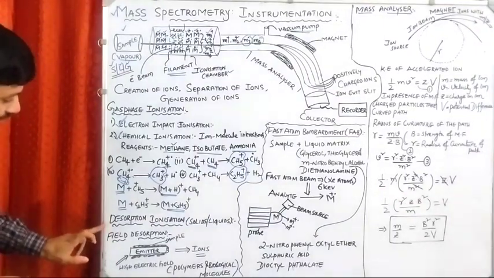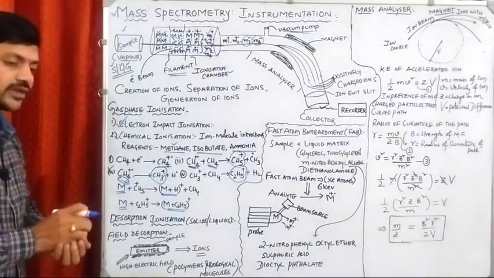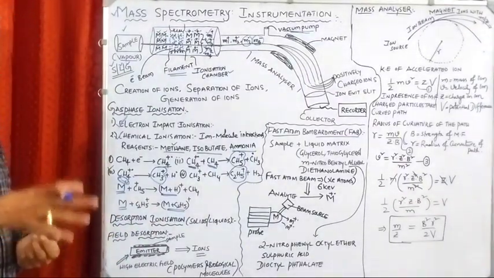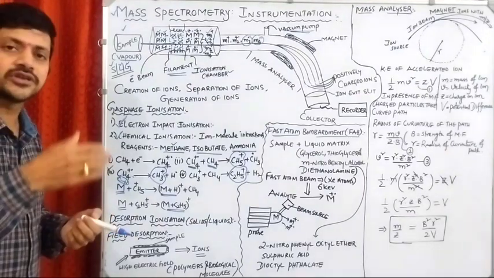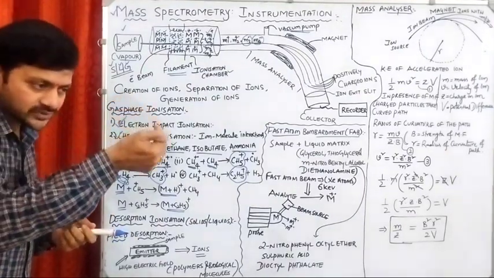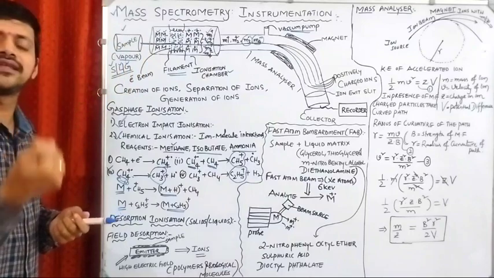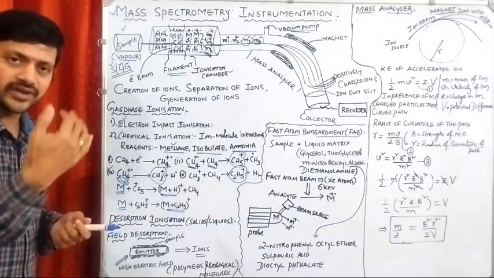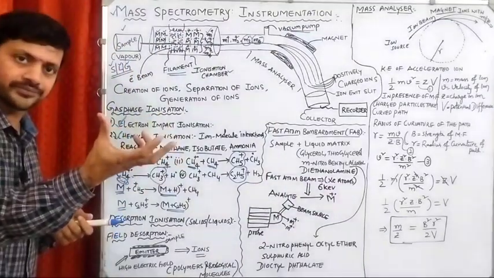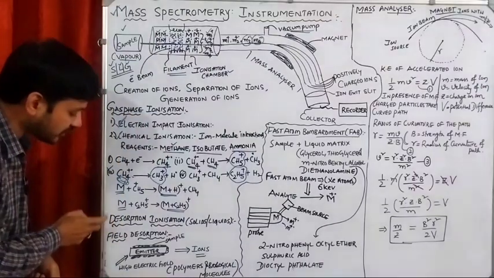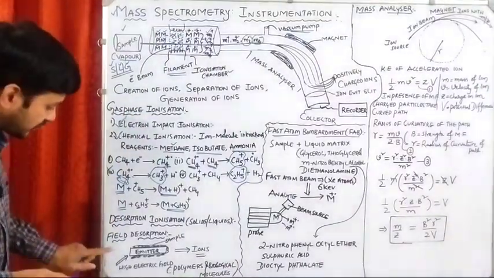Okay. Next one, desorption techniques. In case of the solid and liquid samples, generally we are using that. Desorption means what? Removal of the substance from the surface of the material, right? Where the material is adsorbed. That technique is commonly called as what? Desorption technique.